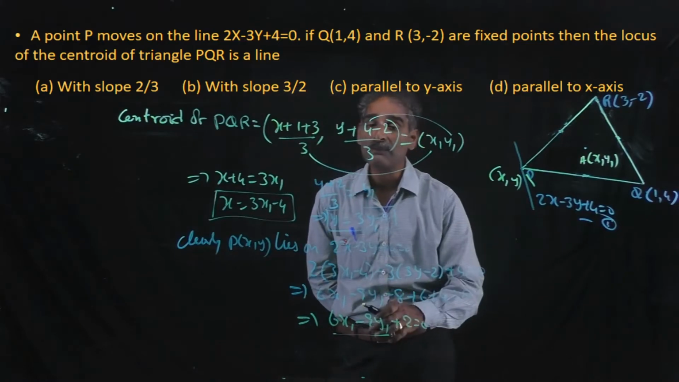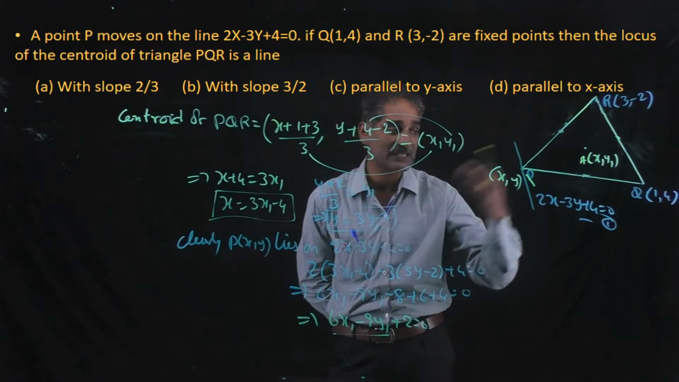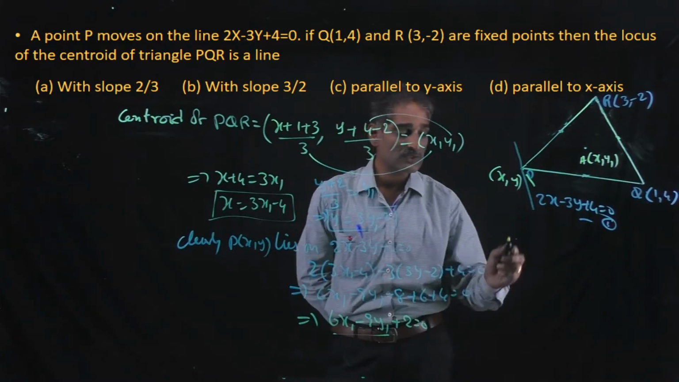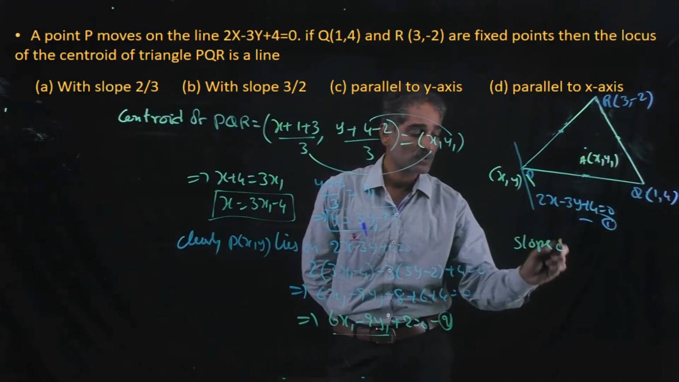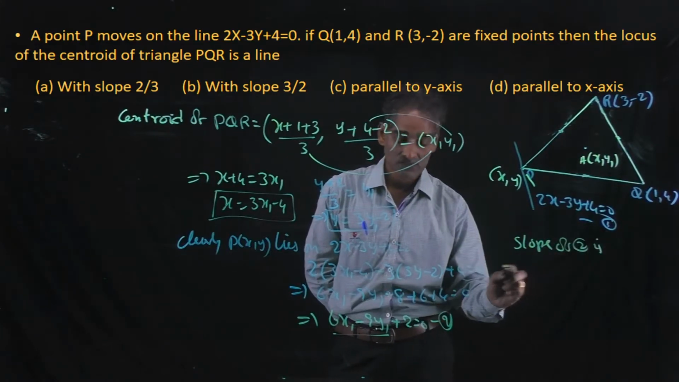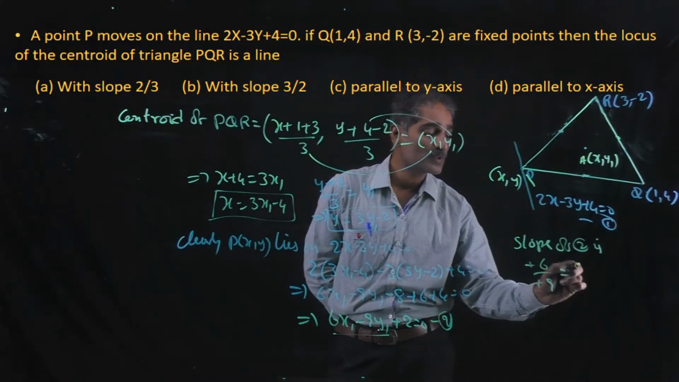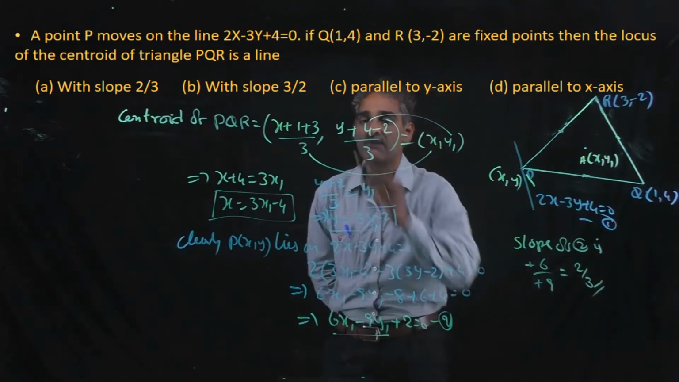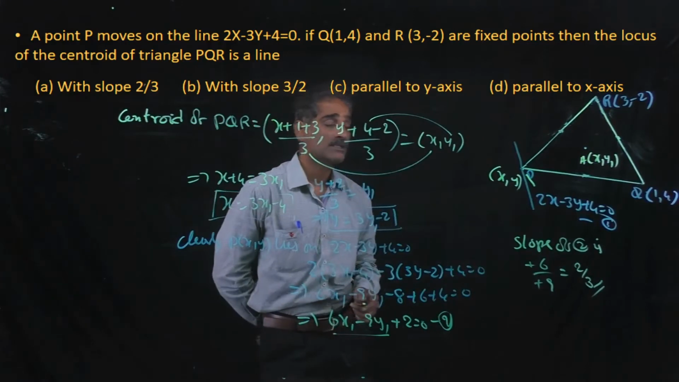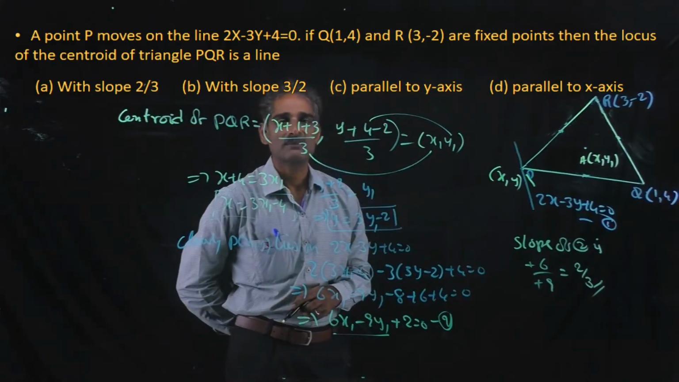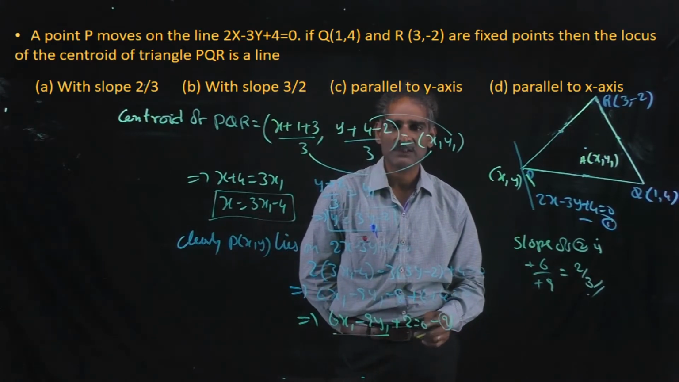So the slope of the locus of the point, the center of the triangle, is the slope of this line. What is the slope? Minus 6 by minus 9, that is equal to 2 by 3. That is the first option. See here, the slope of the locus of the centroid of the triangle is 2 by 3. Understand? This is also very, very easy.